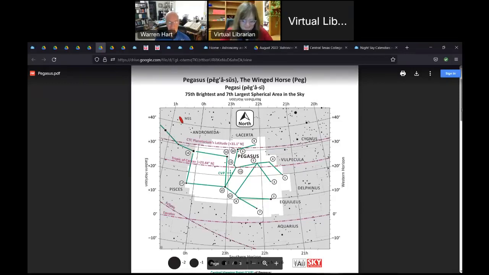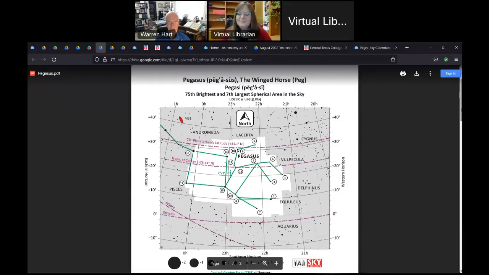Okay, now Pegasus, notice it's the 75th brightest. Well, okay, it's not as bright as the others, but it's the seventh largest. It's getting pretty large up there. And for reference, there are 88 constellations, but there are 89 segments in the sky. Some of you who've been with us earlier this year know what I talked about. You can call it in and see if you remember.